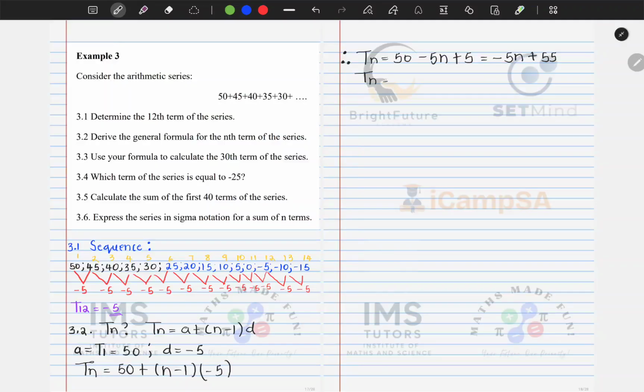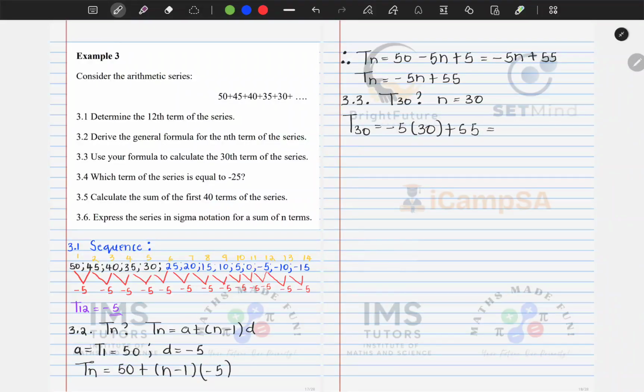So let's go ahead and have our Tn equals minus 5n plus 55 as our answer. Okay, so let's go now and have a look at 3.3. They say use the formula to calculate the 30th term. So essentially we are looking for T30. All we need to do is wherever we see n, we put in 30. So this means we'll have T30 equaling our formula, minus 5 into 30 plus 55.